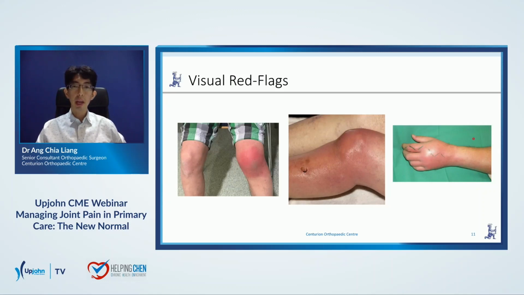Such an appearance of a hand or wrist certainly is not normal. It's very swollen, skin is shiny, and a lot of erythema. So this is definitely infection.